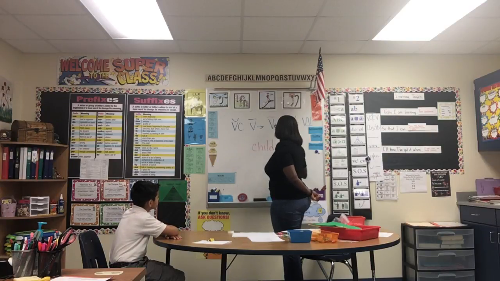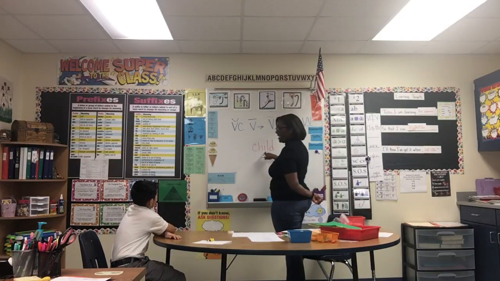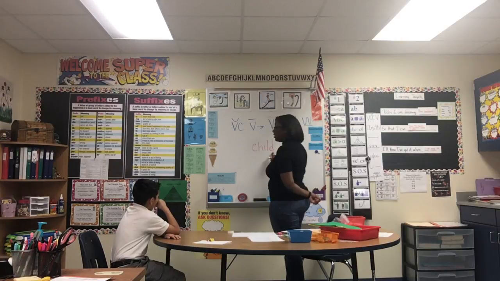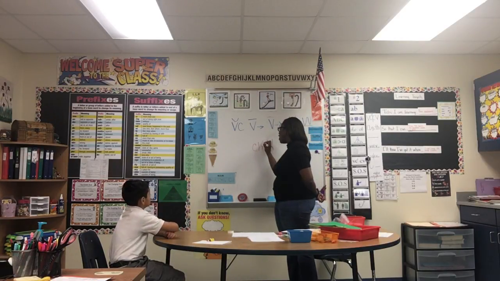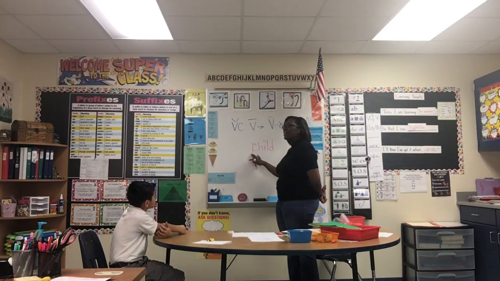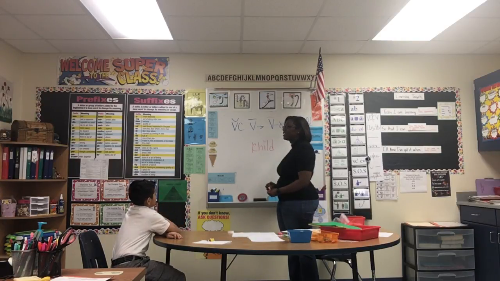Child. When I look at this word, I see it's a one-syllable word. I see it's only one sounded vowel, and it's followed by two consonants. So that means the vowel is long. I mark it with the macron, come back on my C, and the word is child. Very good. Remember, if you see a one-syllable word with a vowel followed by two consonants, the vowel is long.